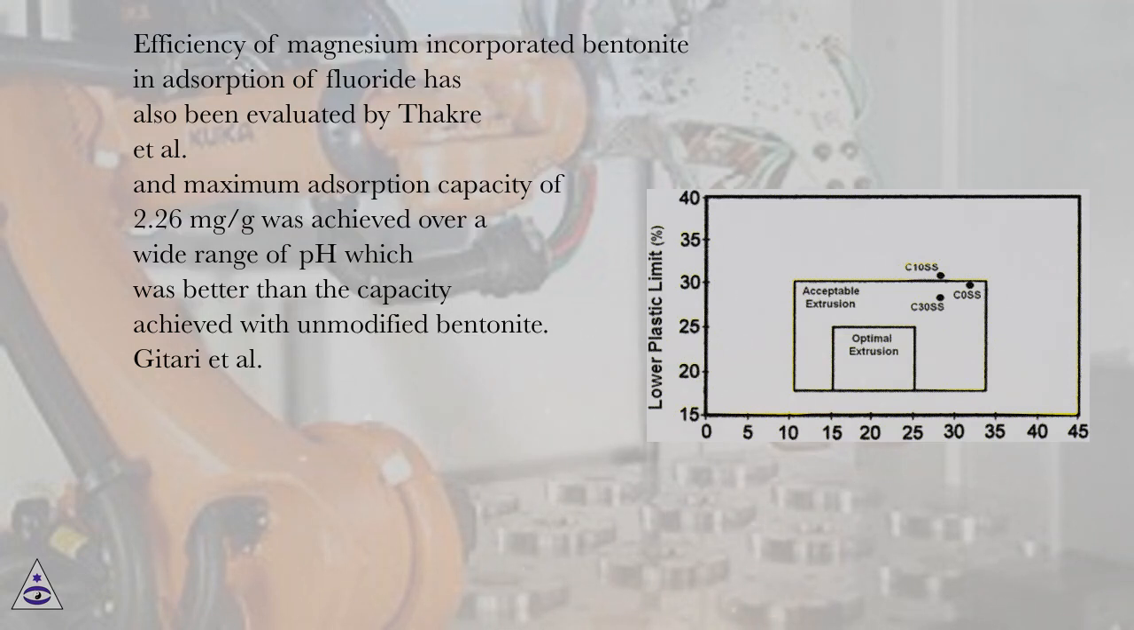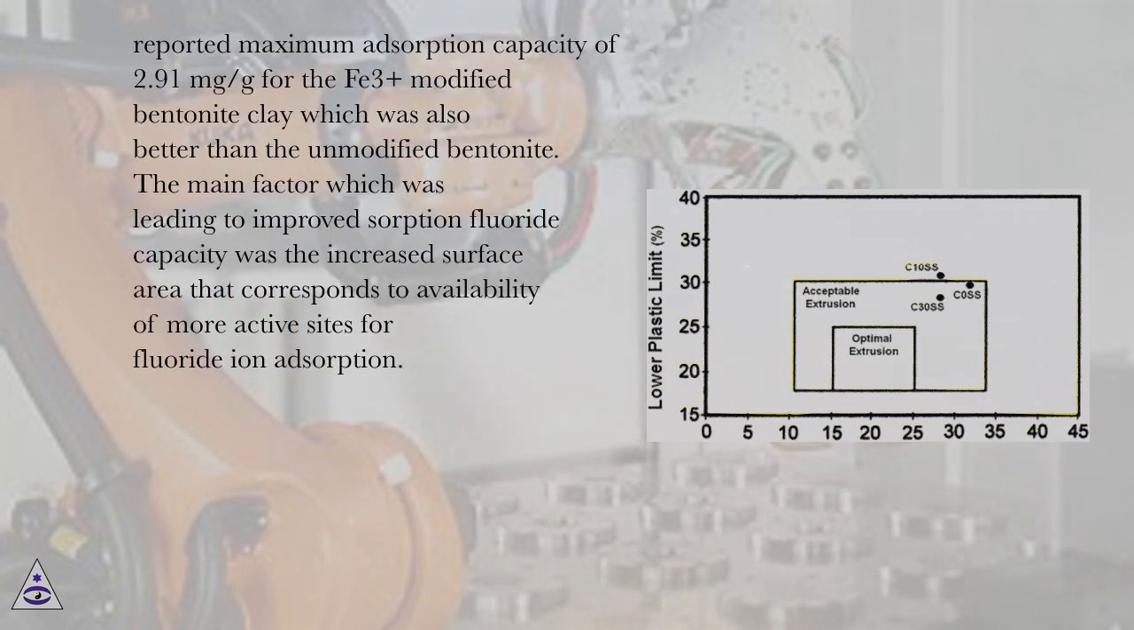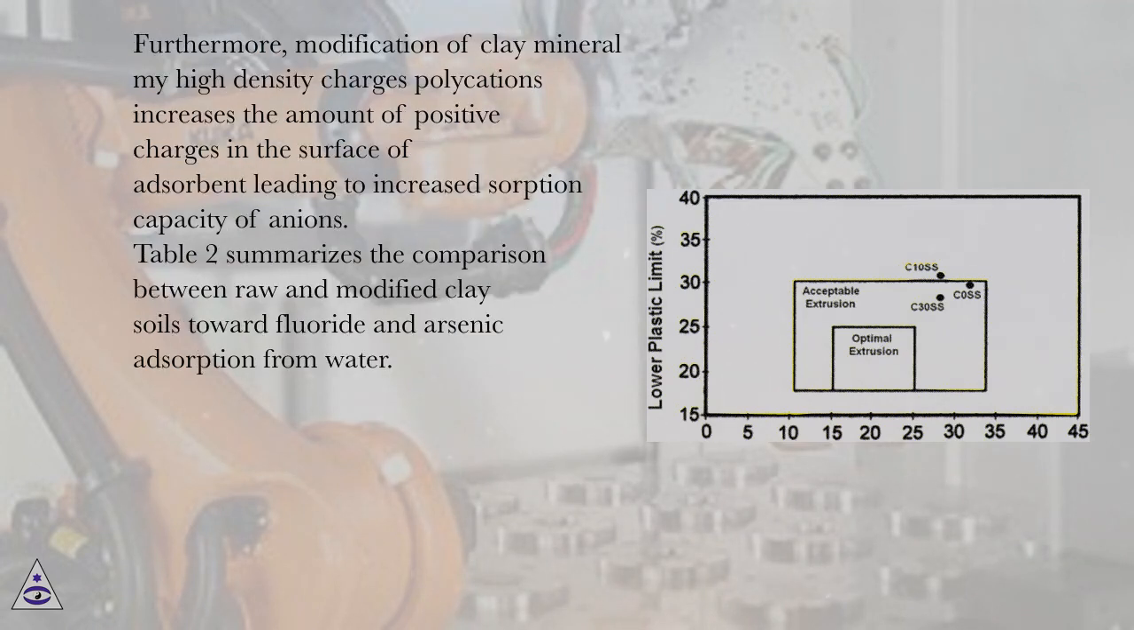Jatari et al. reported maximum adsorption capacity of 2.91 mg/g for the Fe3+ modified bentonite clay, which was also better than the unmodified bentonite. The main factor leading to improved fluoride sorption capacity was the increased surface area that corresponds to availability of more active sites for fluoride ion adsorption. Furthermore, modification of clay mineral by high-density charged polycations increases the amount of positive charges on the surface of the adsorbent, leading to increased sorption capacity of anions.